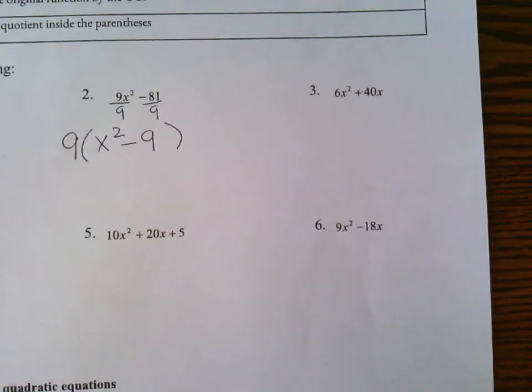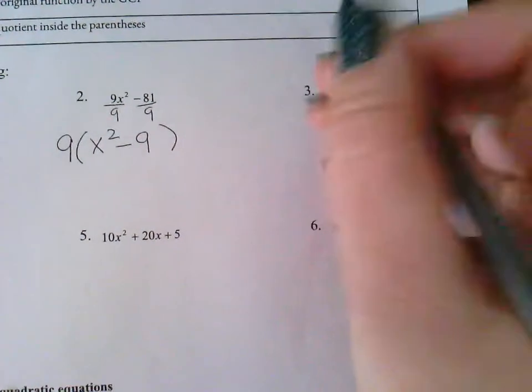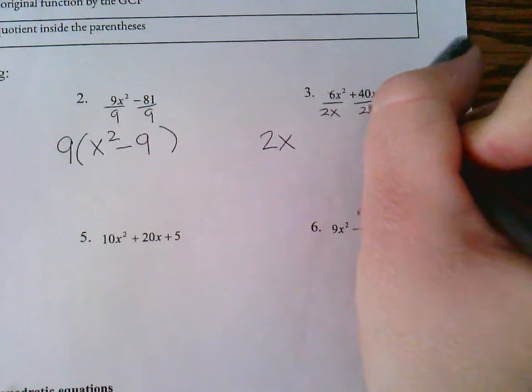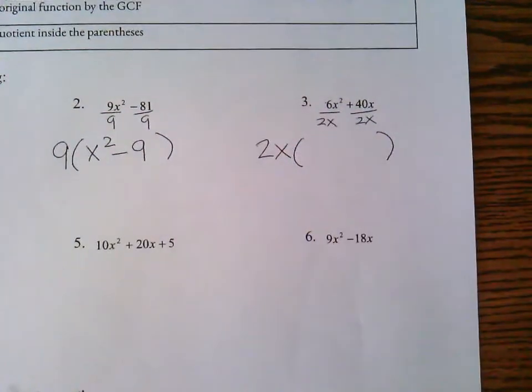All right, number 3, what would be the greatest common factor? What could I divide both terms by? 2, and in this case, there's actually a variable that I could also divide both terms by. So couldn't I divide by 2x this time? So you want to start looking at variables too.